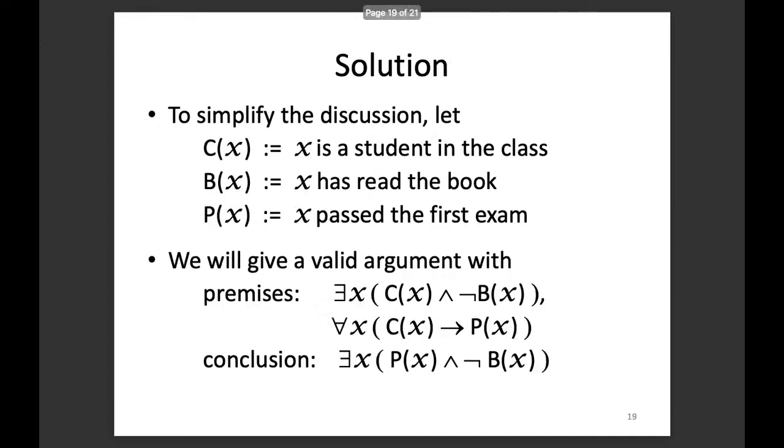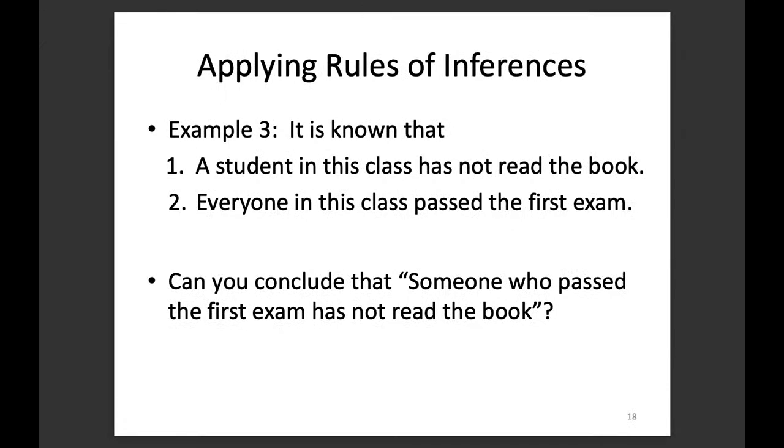Okay, so how about this one? This one is a little bit more complicated. Suppose that we know 2 facts. Suppose that a student in this class has not read the book. And then also we know that everyone in this class passed the first exam. So here we want to conclude that someone who passed the first exam has not read the book.